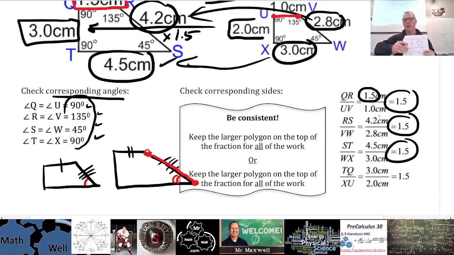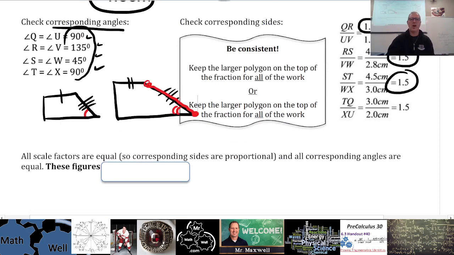Okay? Good question. How you guys doing so far? All right? With this? Okay, all scale factors are equal. So corresponding sides are proportional, and all corresponding angles are equal. These figures are similar.